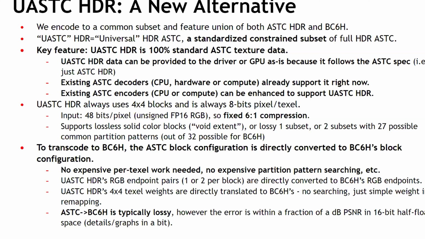So the deal is, we don't assume that the target platform has SIMD. Without SIMD, you're basically stuck with scalar operations, and that really does limit what you can do. If you've ever written any kind of GPU texture encoder that supports BC7 or multiple partition patterns, it's actually a quite expensive search. Our stuff doesn't need to do that search for BC6H. Of course, the trade-off is when we go from ASTC to BC6H, that can be lossy. However, and I'm actually really surprised by this, the error is only within a fraction of a dB PSNR.